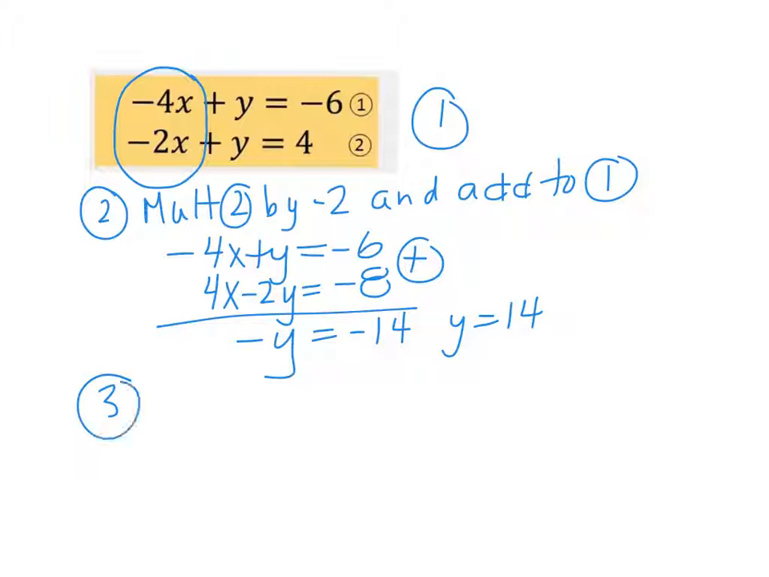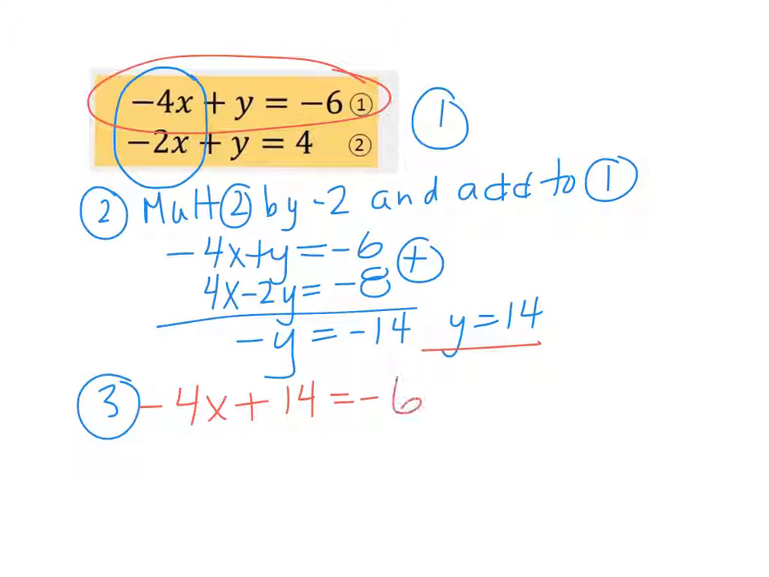In step number 3, I'm going to substitute y is equal to 14 back up into my original equation number 1. So I have negative 4x plus 14 is equal to negative 6. Negative 4x is equal to negative 6, and the 14 comes over to the other side and becomes a negative 14, and that gives me negative 20. Divide both sides by negative 4. X comes out to be 5.